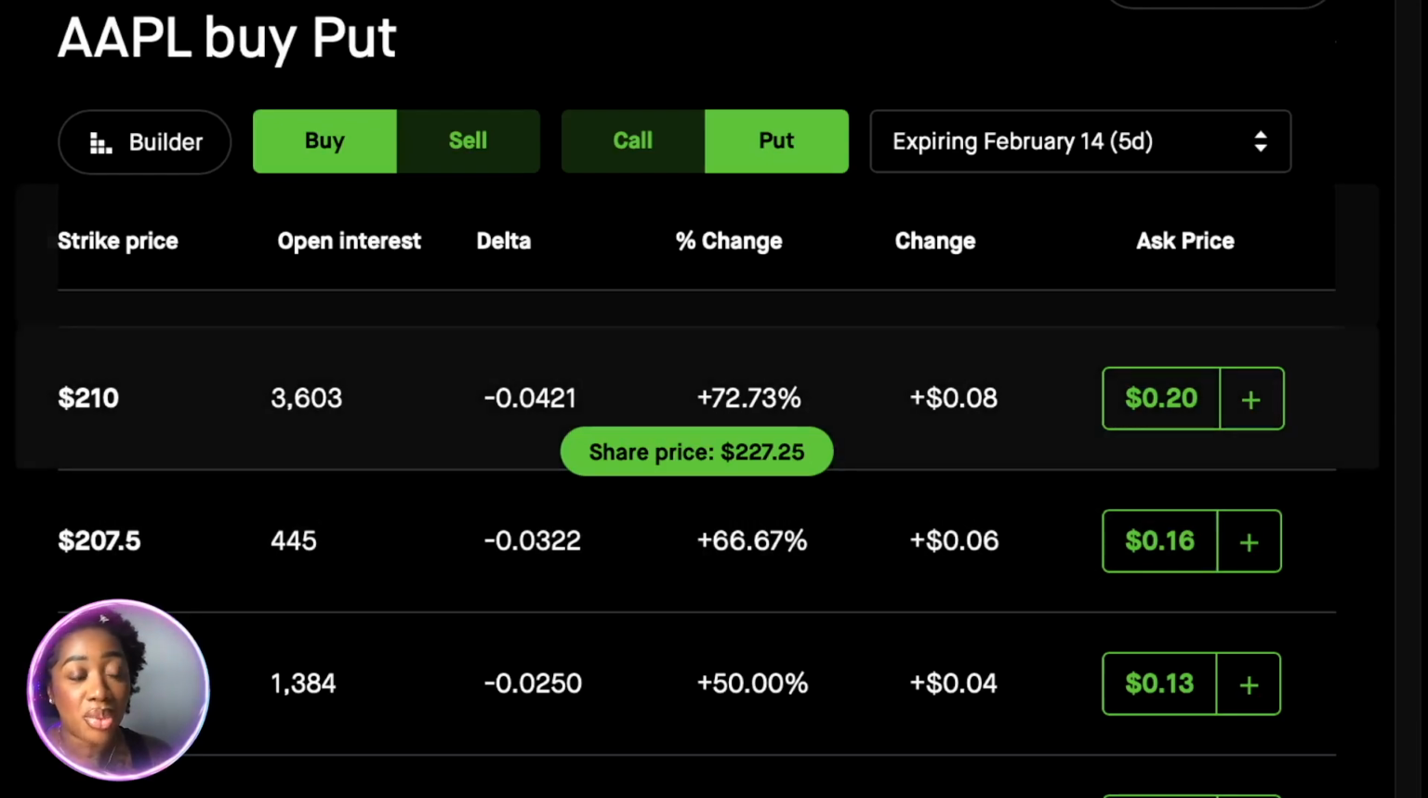You can start trading with less than $100. So again, you guys, trade at your own risk. Do what works for you. I'm just telling you guys what works for me.